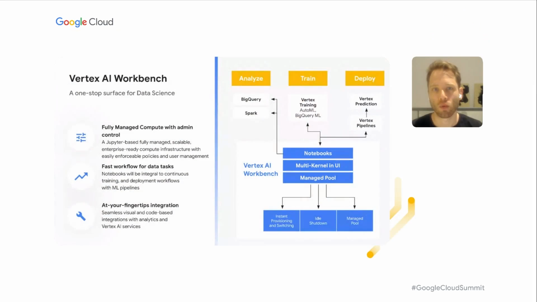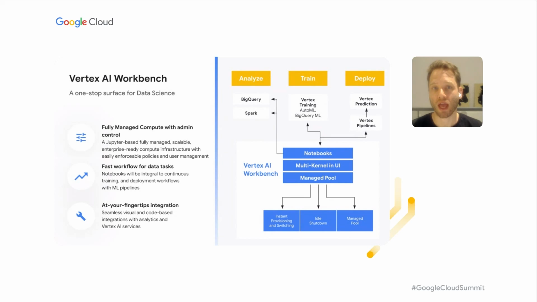Let's dive a bit deeper into what the Vertex AI Workbench offers. We offer managed notebooks and we have multi-kernel UI support. There's a managed pool of resources for you to use, from instant provisioning to switching between resources. And also, if you don't use your notebook for a while, it will go into idle shutdown, and it's there again for you to use when you go back to work.